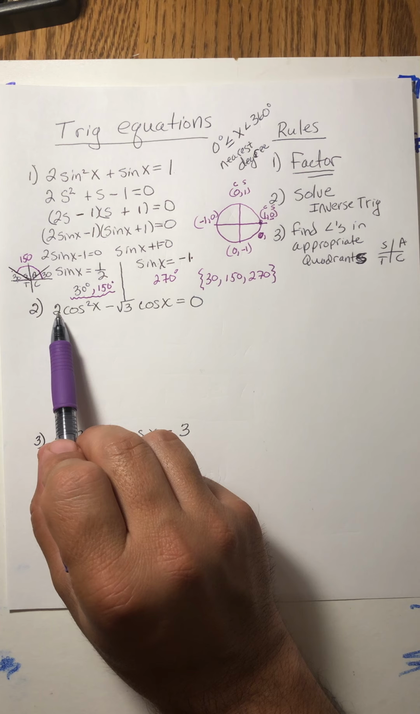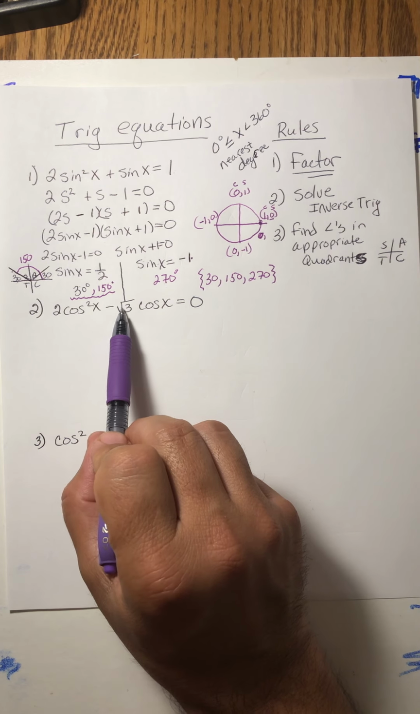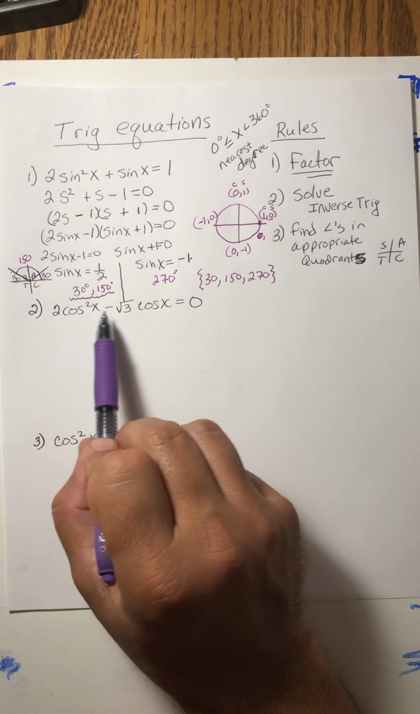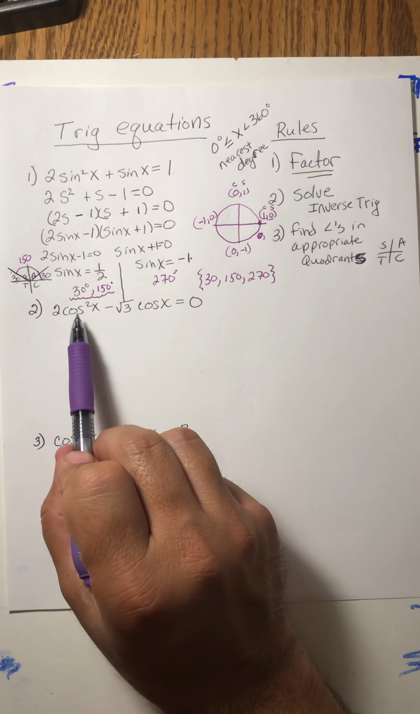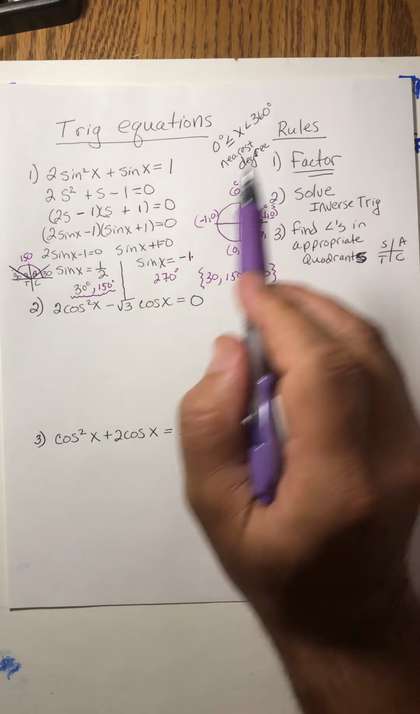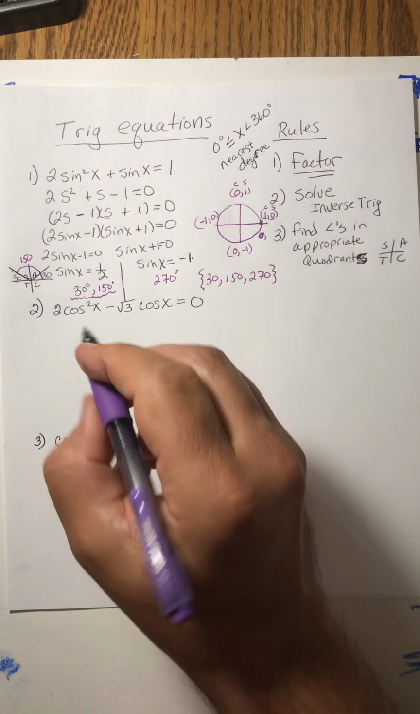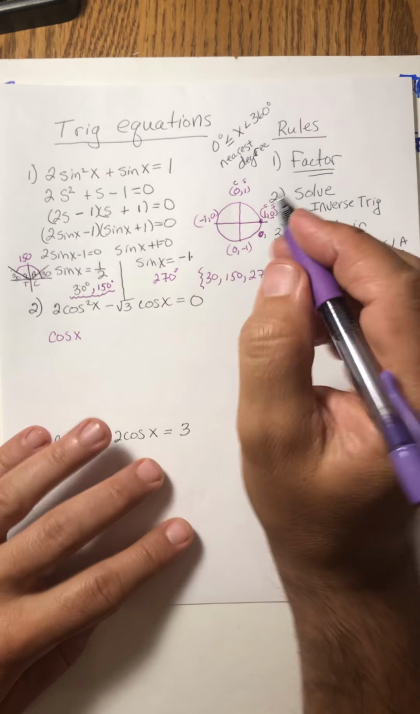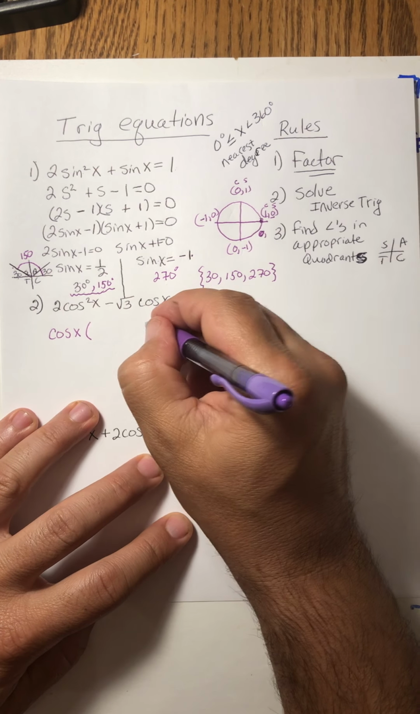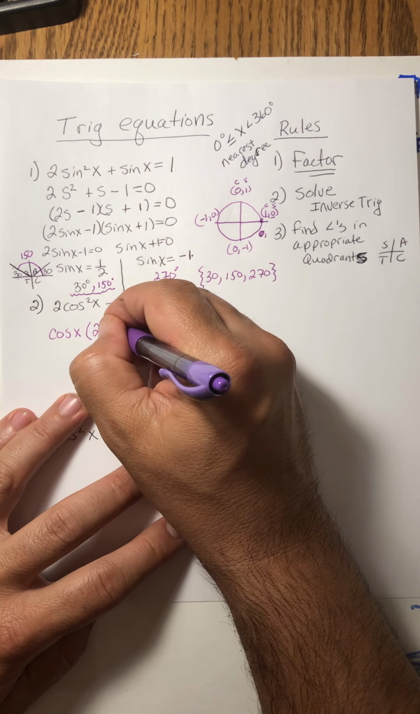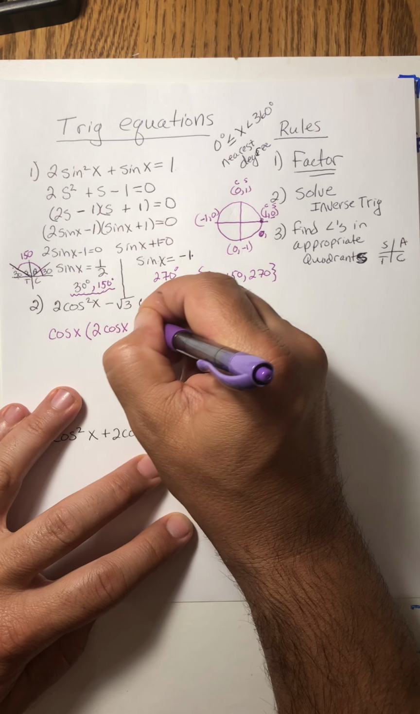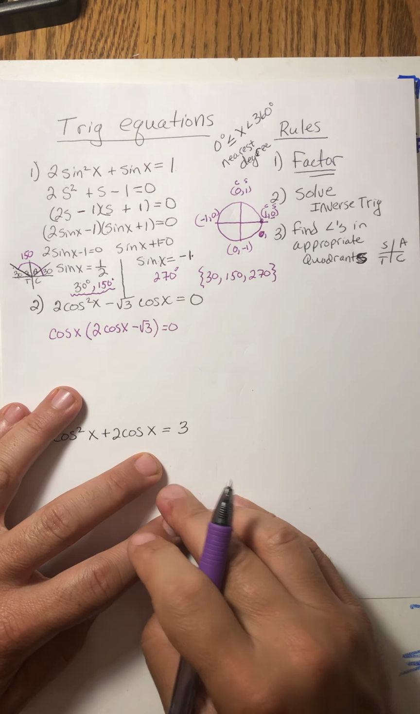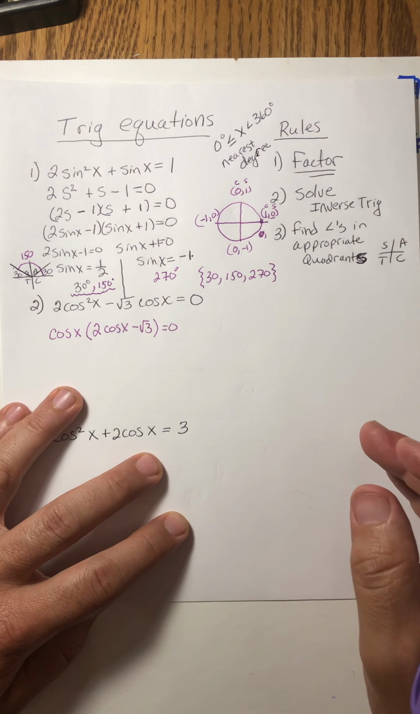All right, so here we go. 2 cosine squared of x minus square root of 3 cosine of x equals 0. Don't freak out about the radical 3's and the 2's. Relax. Our first step is to factor. So what do these have in common? A cosine x. So that means I can factor out a cosine of x. So I have cosine of x times the quantity 2 cosine of x minus radical 3 equals 0. Then I set each factor equal to 0.